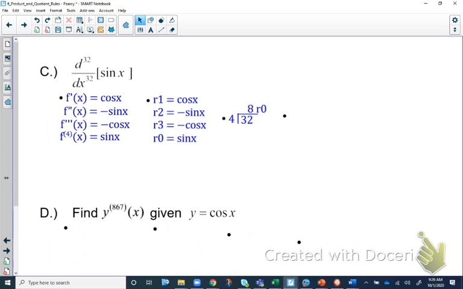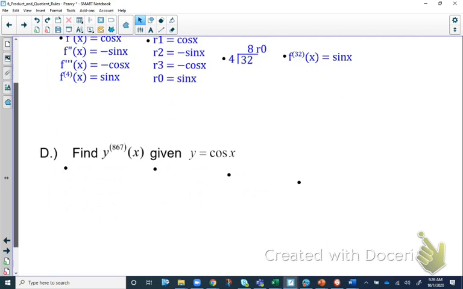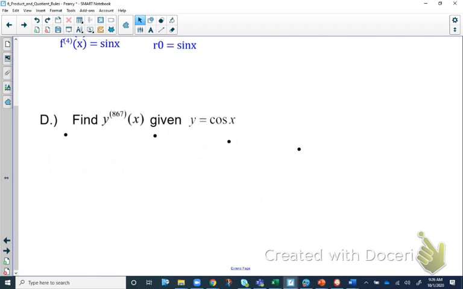In this case, if I divide 32 by 4, I get 8, which has a remainder of 0. So that allows me to conclude that something with a remainder of 0, in this case the 32nd derivative, would be sine of x. And this is only going to be something that we can utilize with the trig functions, because these are going to have repeating patterns that we would be able to take advantage of.